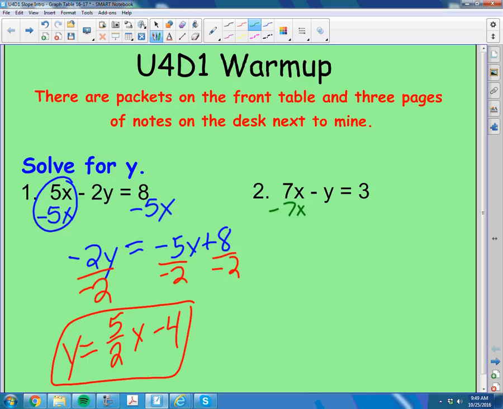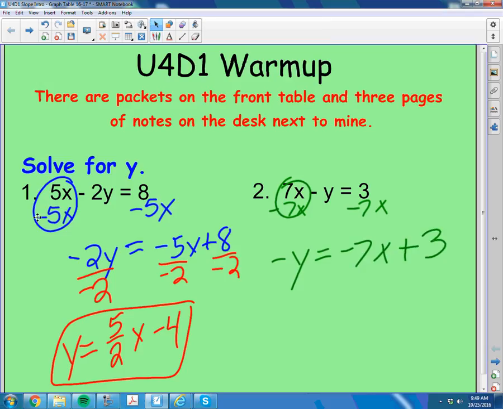Okay, step 1 here. Subtract 7x. Very good. Subtract 7x from both sides. This goes away. Leaves me with negative y equals negative 7x plus 3. Now, did I solve for y yet? I have not solved for y. What must I do to get the y as y? Yes, sir. Divide by negative 1. Perfect. Divide both sides, every single thing, by negative 1.